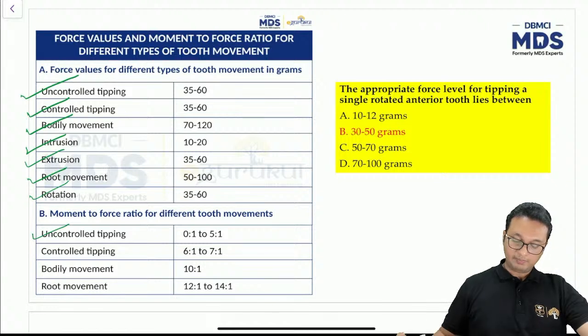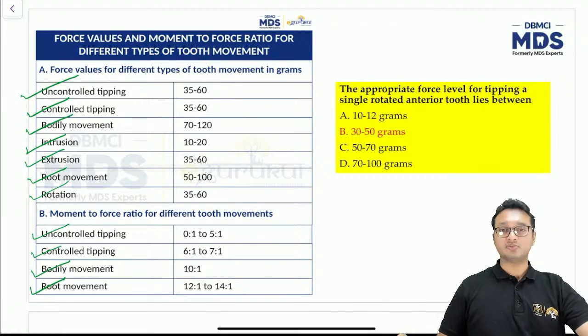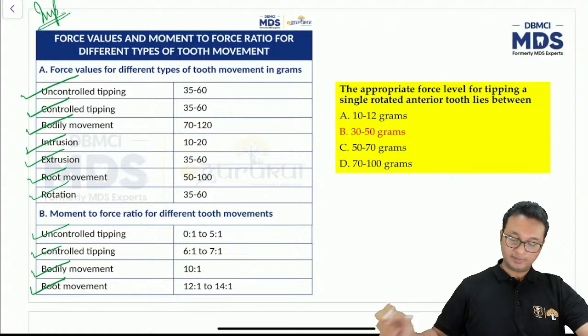For uncontrolled tipping, we have 0 to 5:1, I told you. For controlled tipping, it's 6 to 7:1. For bodily movement, it's 10:1. And for root movement, it's 12 to 14:1. So we are supposed to remember this particular table.